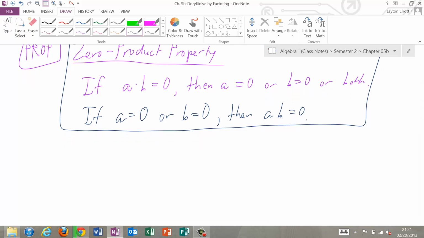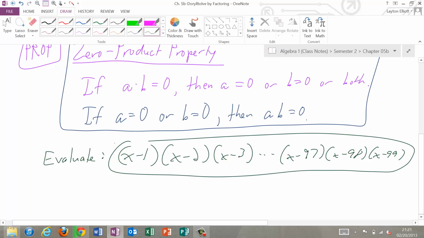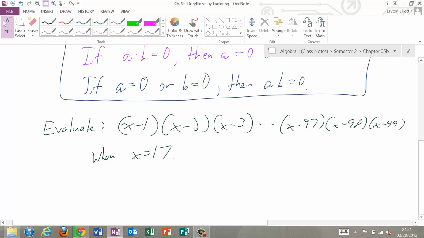So what I want you to do, we're going to do something a little bit on the side here. I want you to pause the video after I write this, and I want you to evaluate x minus 1 times x minus 2 times x minus 3 all the way up to x minus 97, x minus 98, and x minus 99. What I want you to do is take this whole thing and evaluate it when x equals 17. That means I want you to take 17 and plug it into every single x and multiply it all out. Is that as crazy as it sounds? Oh, absolutely. So go ahead and pause the video right now and try it.